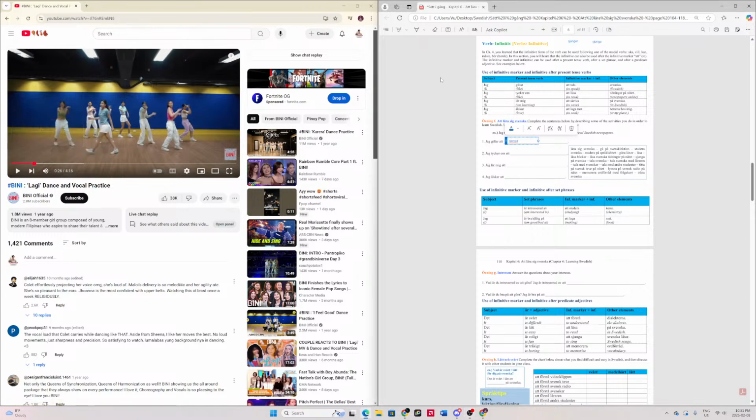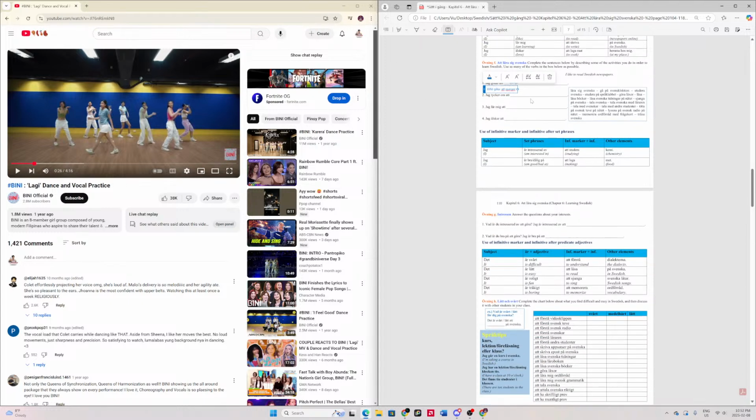So if we want to put in Beanie's sentence, let's do this. Beanie gillar att sjunga. Infinitive verbs are not that bad. You just gotta remember where they come in and where they happen. All right, so let's keep going.